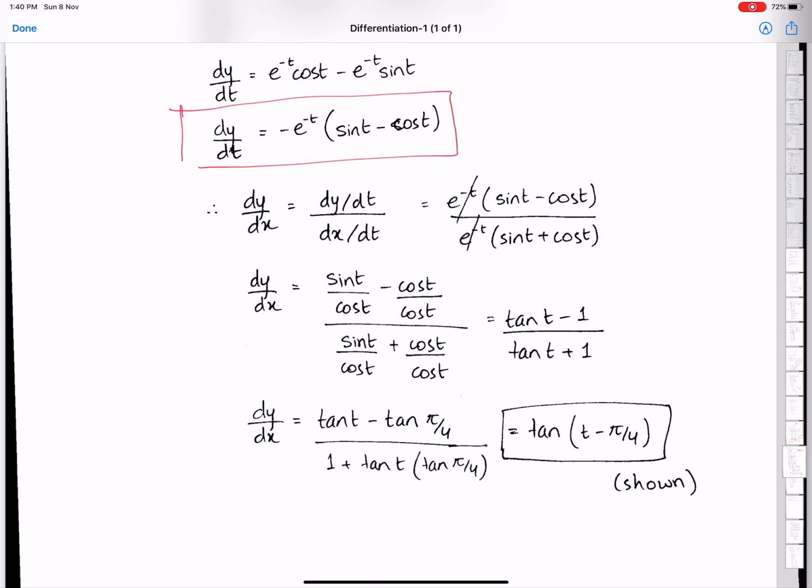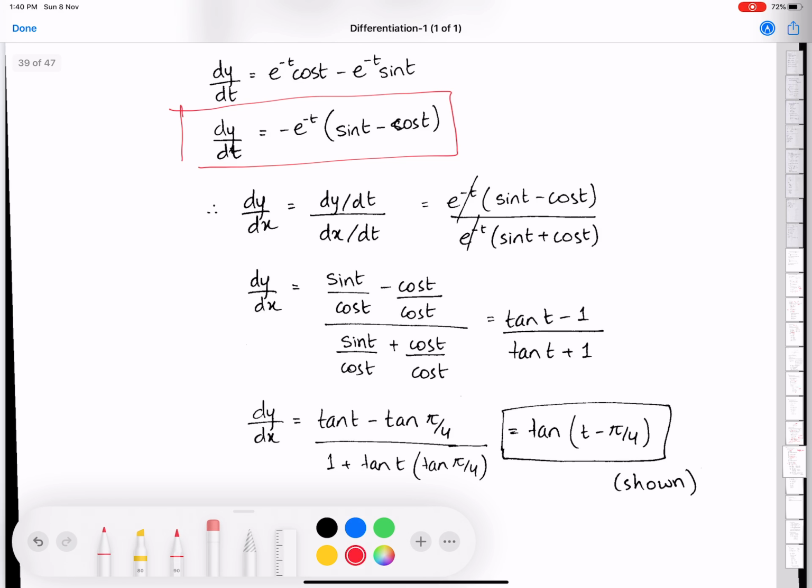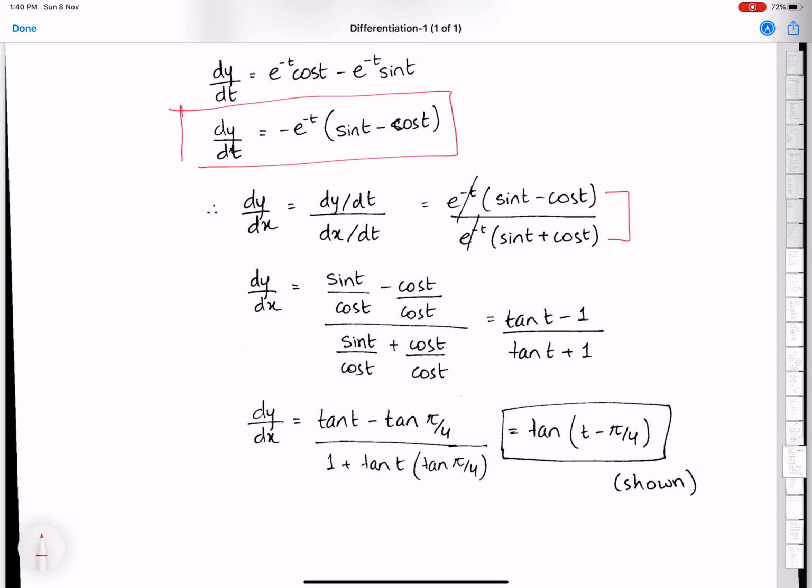This is the gradient formula. So by cancelling e to the minus t, we have this. Now remember, this is very important since we have to prove tan. So we need to bring tan here. By dividing all terms by cos, we can get the tan function here. So the equals sign should be here, not here. Well, this is tan t minus 1, this is tan t plus 1.